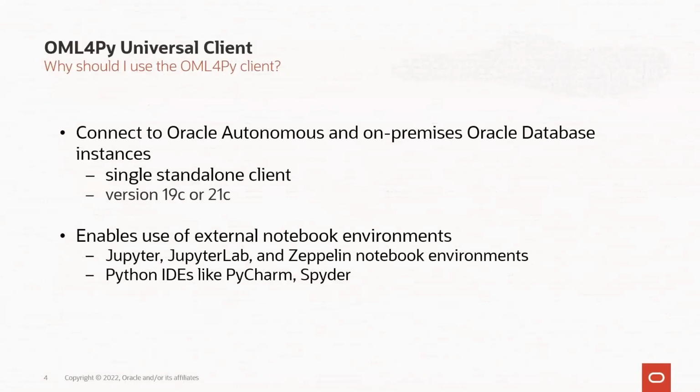So let's begin with an overview of the OML4Py Universal Client. With the Universal Client, you can connect to Oracle Autonomous Database or on-premises Oracle Database, versions 19c and 21c, from a single client installation. And this enables the use of an external local client-based notebook environment like Jupyter, JupyterLab, or Zeppelin, and popular Python IDEs like PyCharm and Spyder.